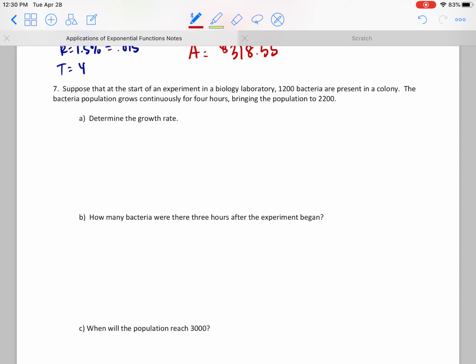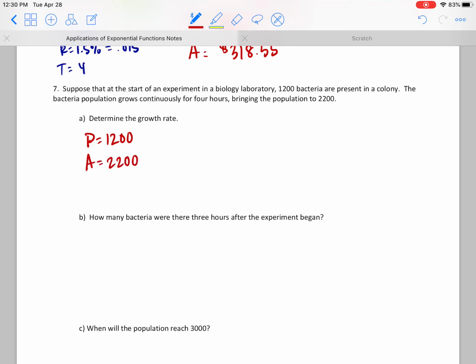$18.55 earned in interest. Okay, obviously not the goal necessarily for this unit. We're going to be trying to solve for R or T. So it says, suppose at the start of an experiment in a biology lab, there's 1,200 bacteria present in a colony, and the population grows continuously for 4 hours, bringing the population to 2,200. Let's figure out the growth rate.